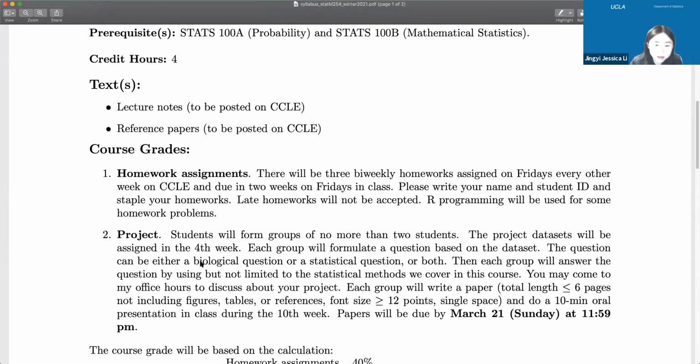It could either be a biological question, like what answers you want to get out of the data set, or a statistical question, if you want to try some methods on this data set and see their performance. That's also fine, or both. And I would encourage that for the groups, it would be better to have one student from more of a statistical background and another student from a biological background.